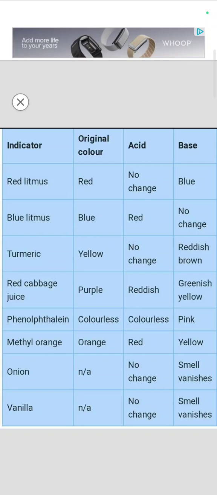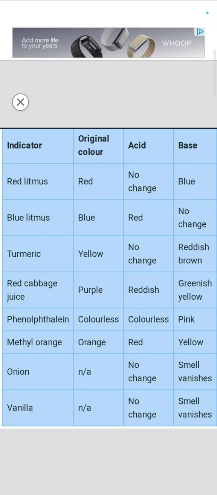Talking about red cabbage juice, its original color is purple. In acidic solution, the color changes to reddish, and in basic solution, the color changes to greenish yellow. And talking about the China rose or hibiscus indicator, it is in general light pink in color. In neutral, it remains light pink. In acidic solution, it changes to deep pink or magenta. In basic solution, it changes to green.